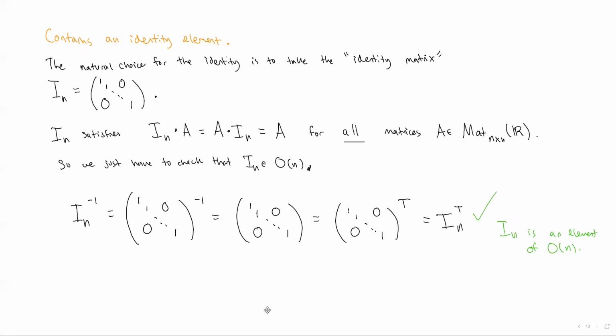And actually, if you understand the philosophy behind O_N, you could see that I_N would be an element of O_N before you even do this calculation, because the whole point of O_N is it's linear maps which preserve distance. So the identity matrix preserves distance when you multiply it by a vector. Well, the identity matrix just doesn't change any vector. So of course it preserves distance. Right, so the identity is an element of O_N.